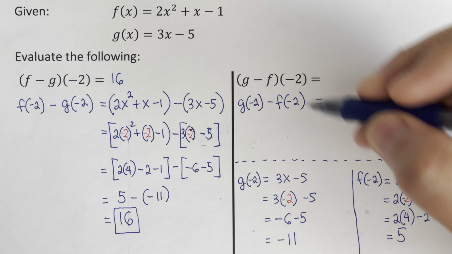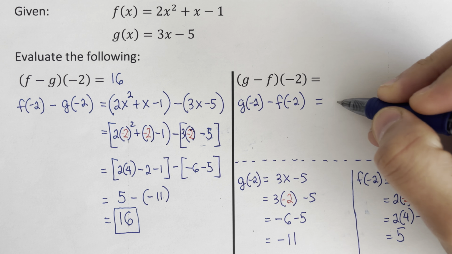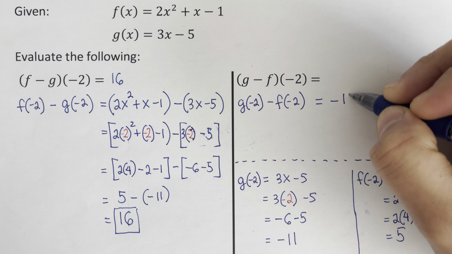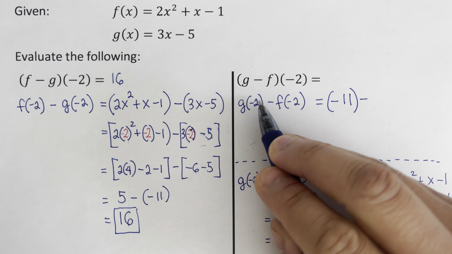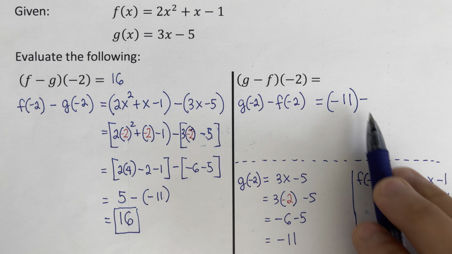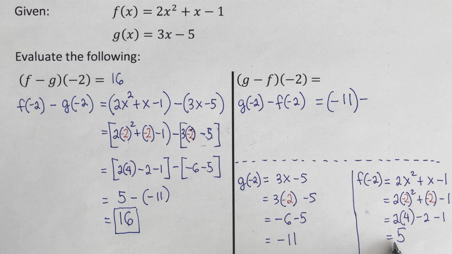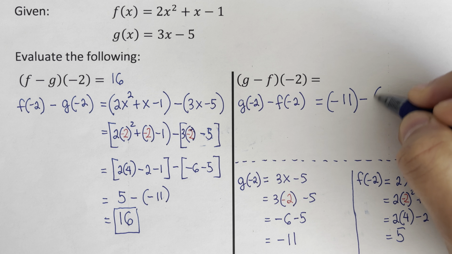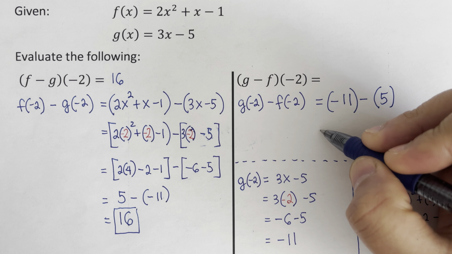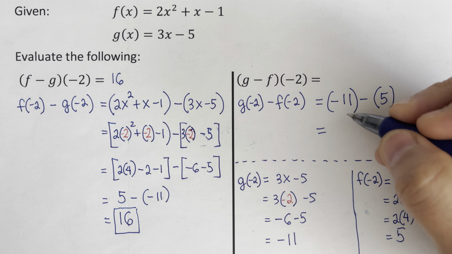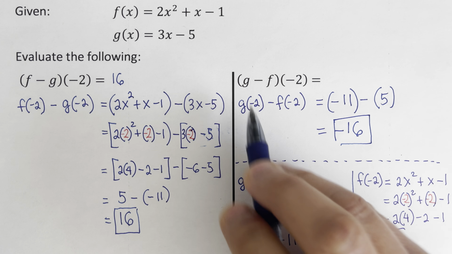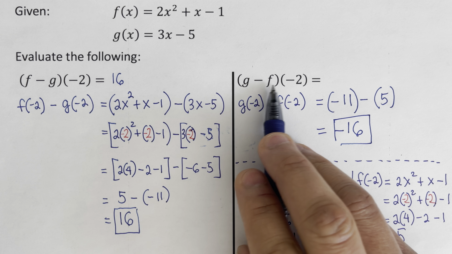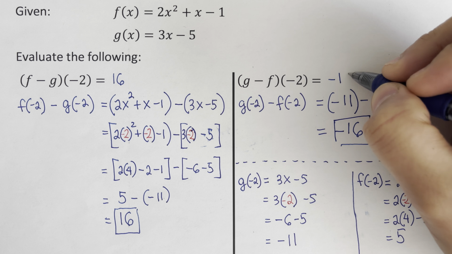So our g of negative 2 is negative 11, and then that is a minus. So that's the g of negative 2, so I got that over here. And then we minus, that's the operation, f of negative 2, which is 5, so I put that in there. So we have negative 11 minus 5, which is negative 16. So the value for g minus f of negative 2 is negative 16.